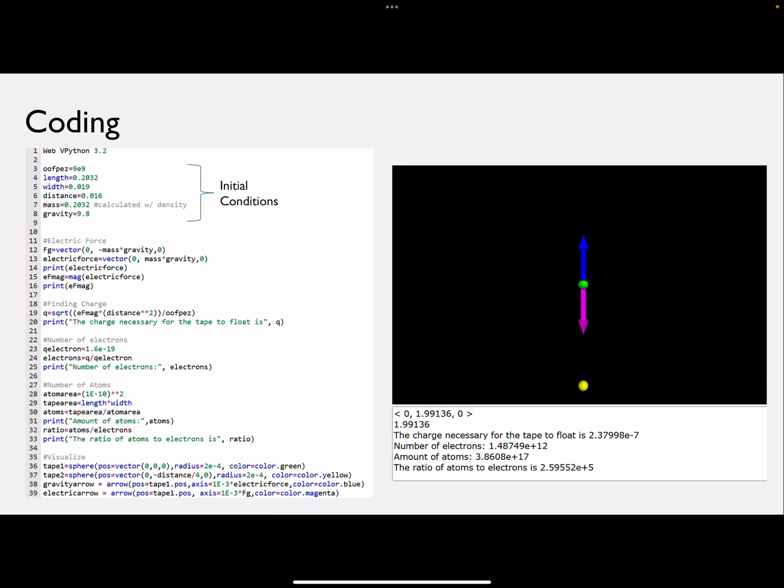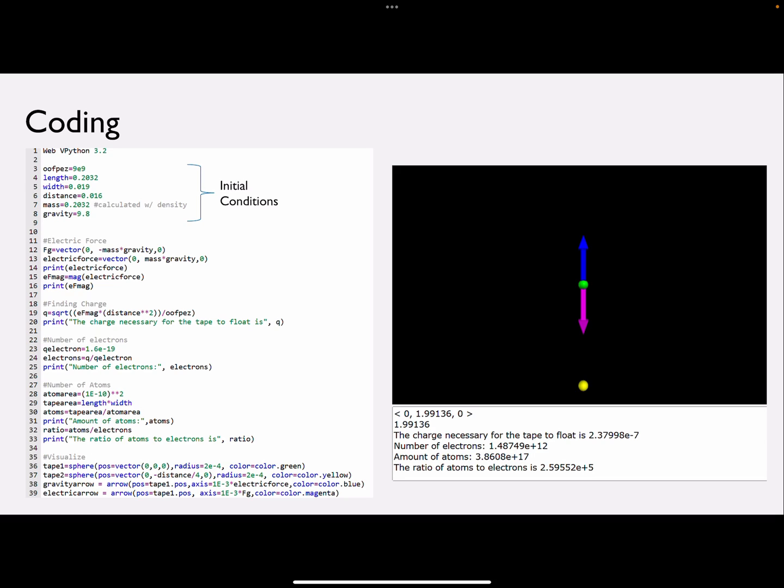Within the code on the left, we have our initial conditions, which are just constants that we've found. First, we found the electric force, which we knew was just the opposite of the gravitational force in magnitude, just the negative. Then we were able to find the charge by rearranging some of the variables of the equation we had earlier. Then we could find the number of electrons by taking the charge of the tape and dividing that by the charge of the electron. We could also find the number of atoms and the ratio by taking atoms divided by electrons, and finding the tape area divided by the atom area.